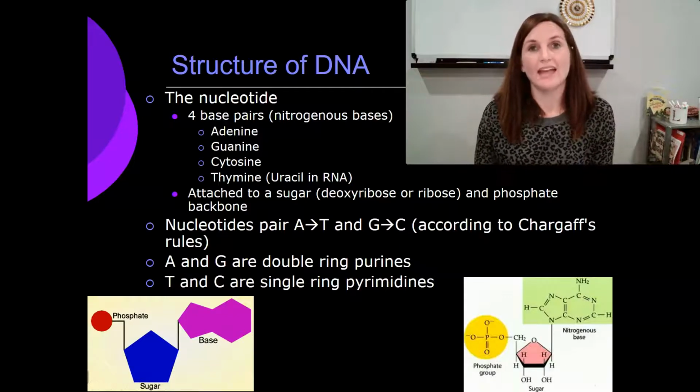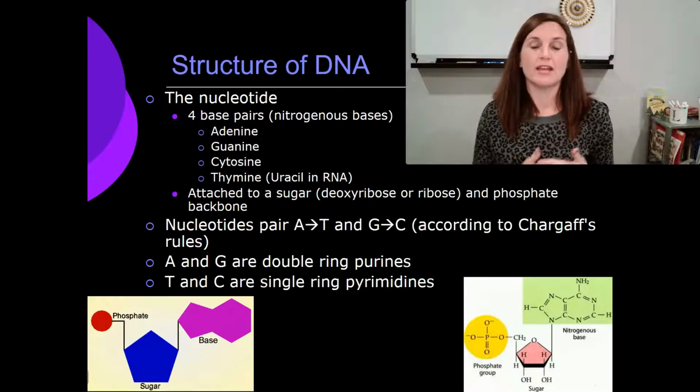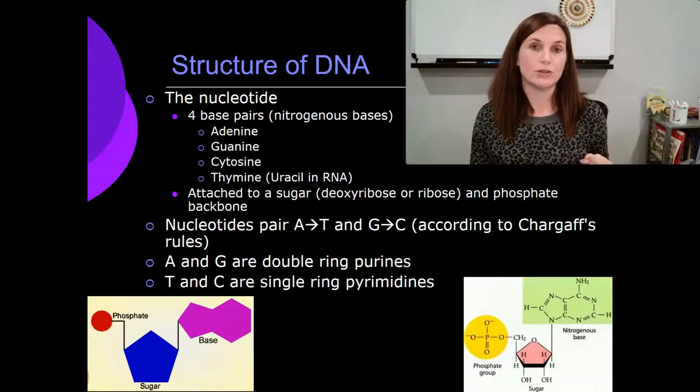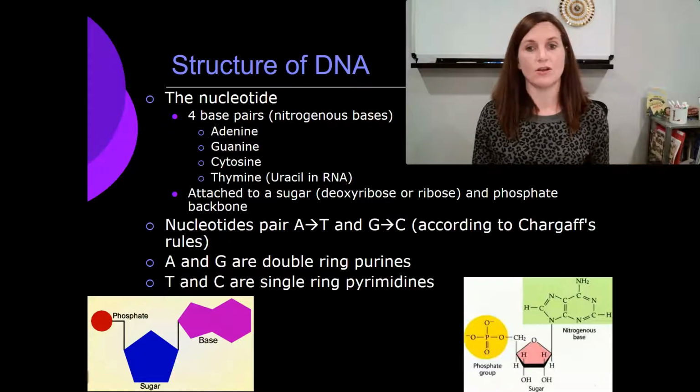Today we are looking at the structure of DNA. And the structure of DNA starts by looking at the structure of the monomer of DNA, which is the nucleotide. So DNA has 4 separate nucleotides that all have some things in common.